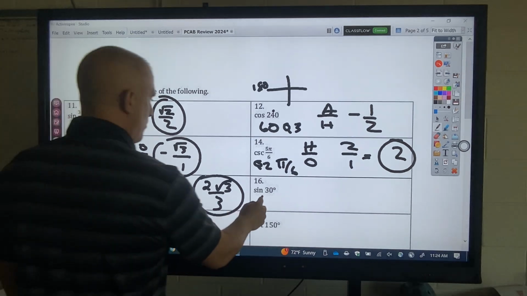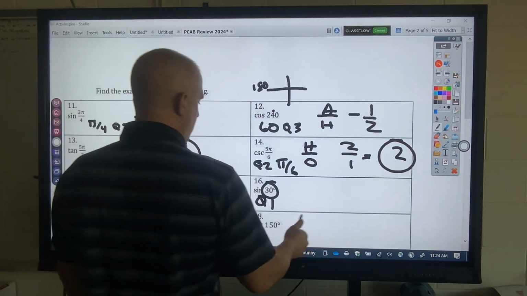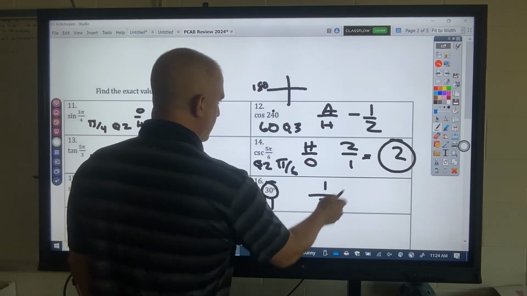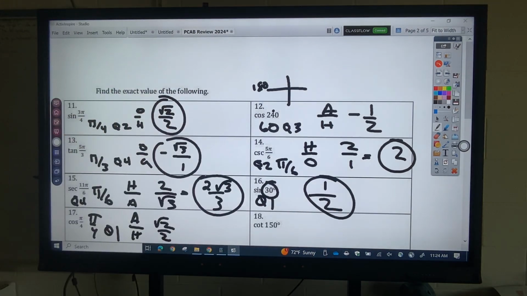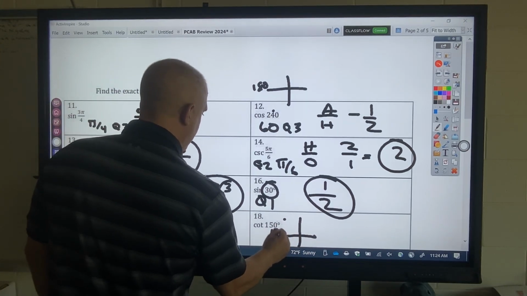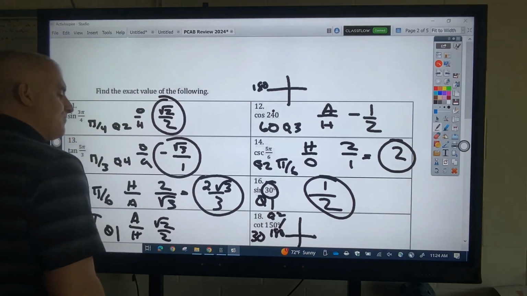Okay, this would be quadrant 1. The 30-degree triangle would be the reference angle. Okay, so that is going to be 1 over 2, and since it's in quadrant 1, it would remain positive. 150 degrees, that's going to be here. I'm still going to compare to 180, so that's going to be a reference angle of 30 in quadrant 2.